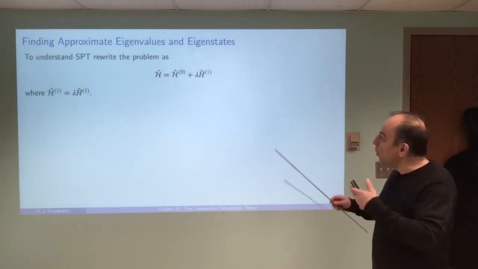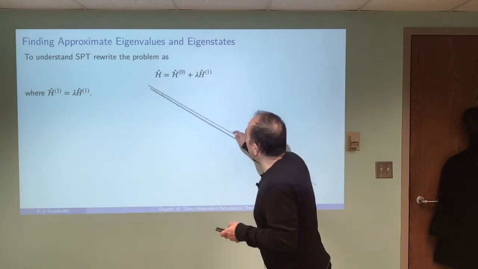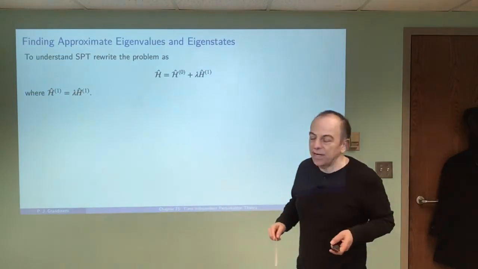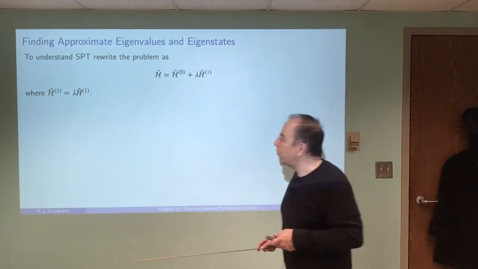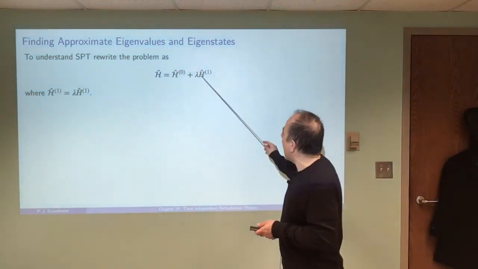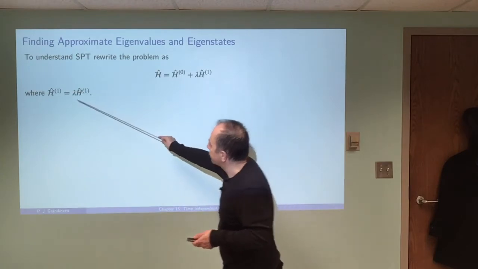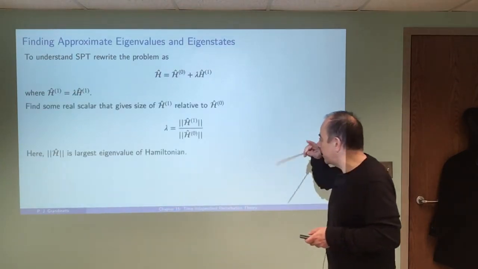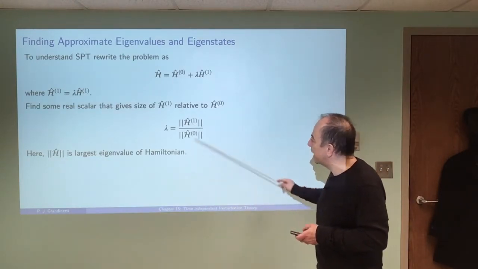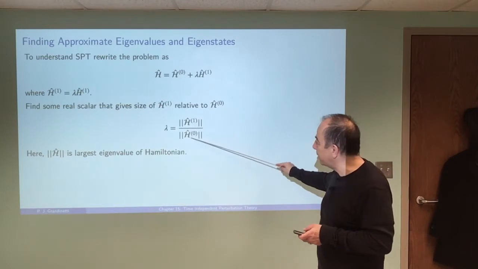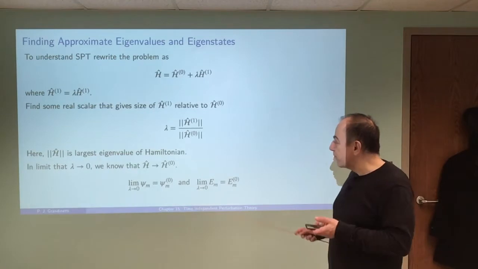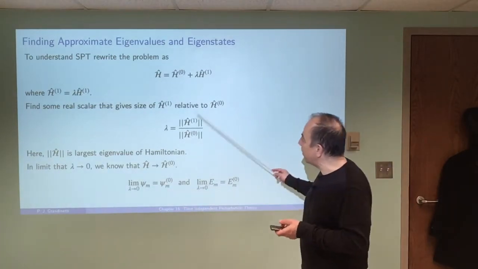So the way we're going to work this out is we're going to rewrite our Hamiltonian in this form here, where we pull out of H1, the perturbation, some variable we'll call lambda, which just gives us the scale of the problem. It tells us how big H1 is relative to H0. So in other words, it's given by this expression here. And this symbol here means that we're taking the largest eigenvalue of H1 and dividing it by the largest eigenvalue of H0.